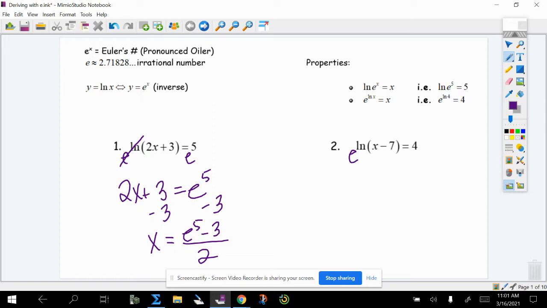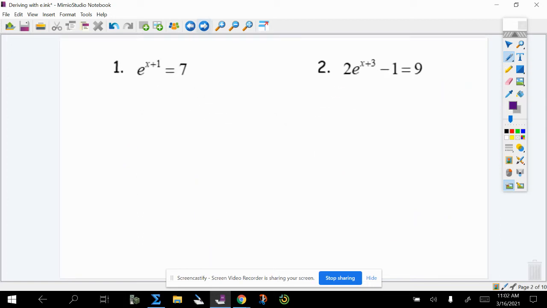Same thing for the second one. To solve this, I would take both sides and make both sides have base e. That eliminates my natural log. On this side, we get e to the fourth, as a decimal, or leaving it like that. My final answer would be e to the fourth plus 7, or a calculator answer would be a decimal. Going in reverse, if you're trying to solve an exponential equation that has base e, you're going to take the natural log of both sides because that will eliminate the e.